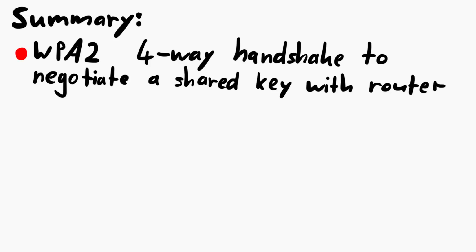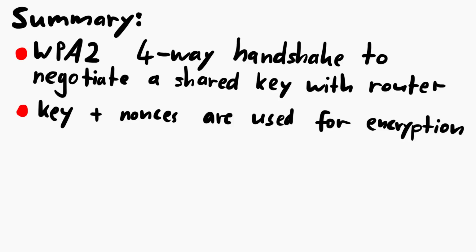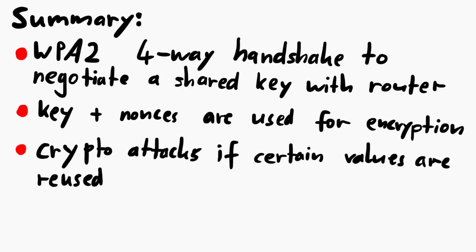So, to summarize: WPA2 uses a four-way handshake where nonces are exchanged and used together with the Wi-Fi password to generate the key. This key is then used for encrypting packets. How it is used depends on the actual crypto algorithm being used. A lot of crypto algorithms are very fragile when certain values are reused.